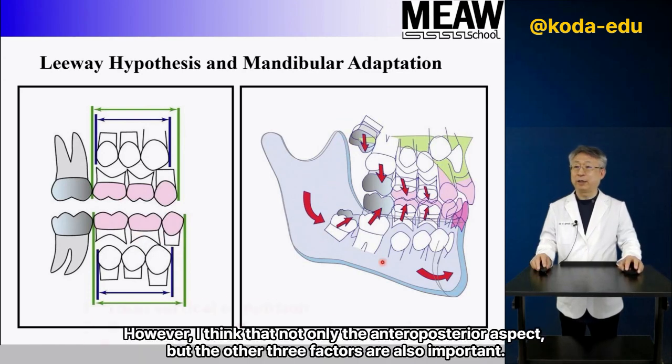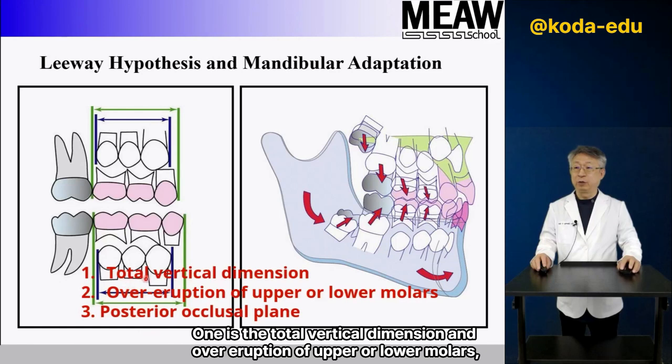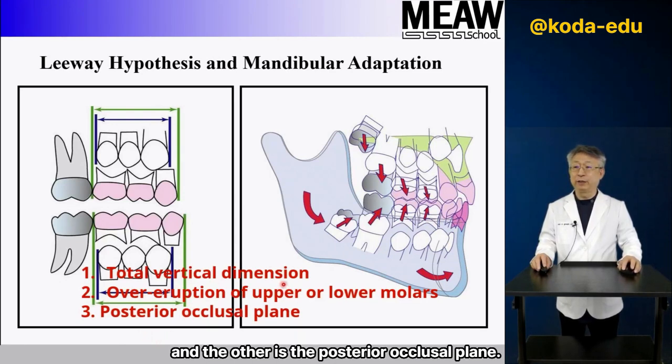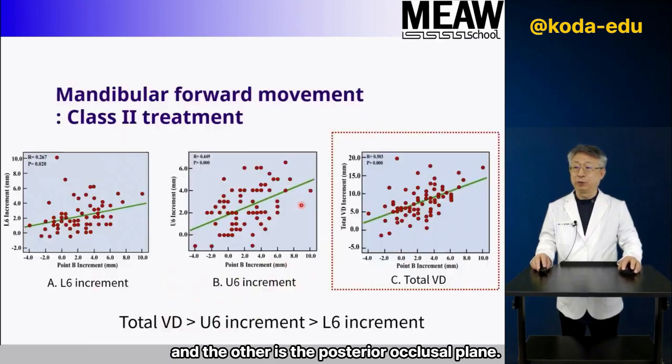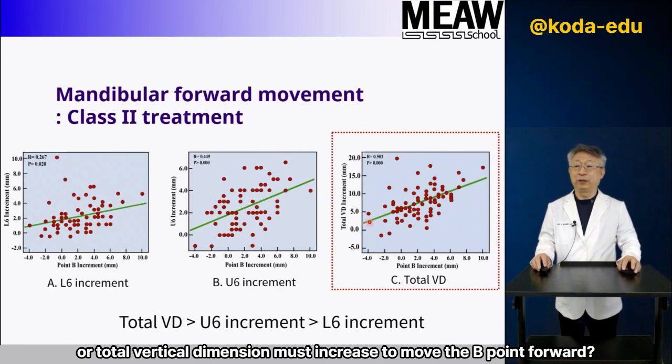However, I think that not only the anteroposterior aspect, but the other three factors are also important. One is the total vertical dimension and over-eruption of upper or lower molars. And the other is the posterior occlusal plane. In the graph, in class 2 malocclusion treatment, which of the maxillary first molar, mandibular first molar, or total vertical dimension must increase to move the B point forward?